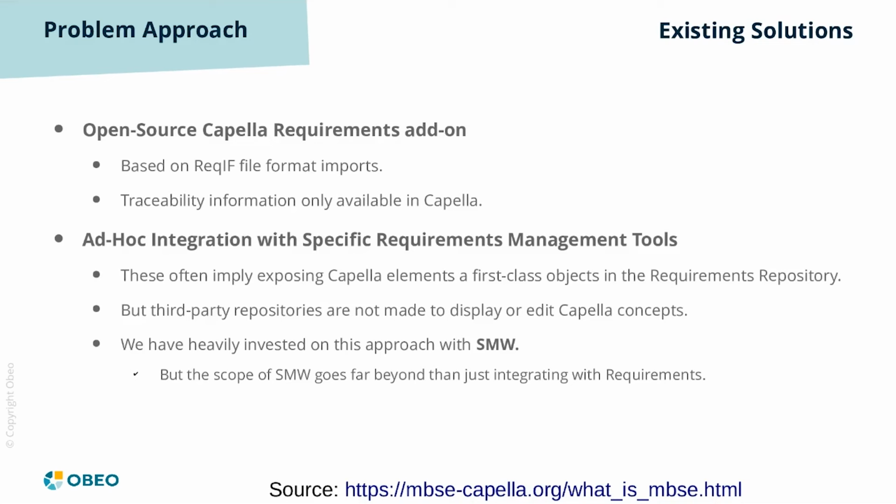We know this kind of approach very well because we have actually used such an approach to develop System Modeling Workbench, which is an integration of Capella with Teamcenter. But the scope of System Modeling Workbench is far larger than just tracing Capella model elements with requirements. So that was, in my opinion, justified in that case. But if you want to cover basically traceability between Capella elements and requirements, copying all your Capella models into requirement tools is not something I would recommend at all.